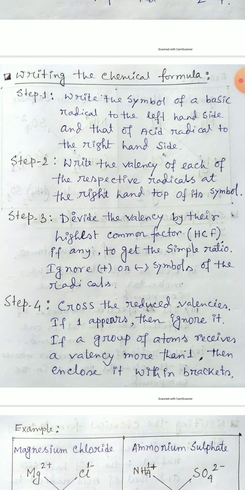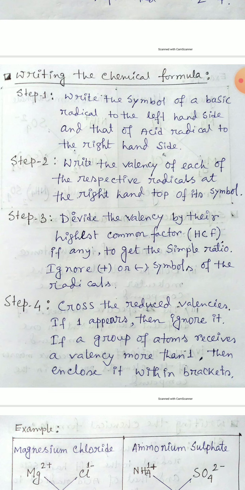First step, write the symbol of a basic radical to the left. First, you have to write the symbol of basic radical to the left hand side and that of acid radical to the right hand side. The first rule or first step is you have to write down the symbol of basic radical to the left hand side and symbol of acid radical to the right hand side. Next step, write the valency of each of the respective radical at the right hand top of its symbol.